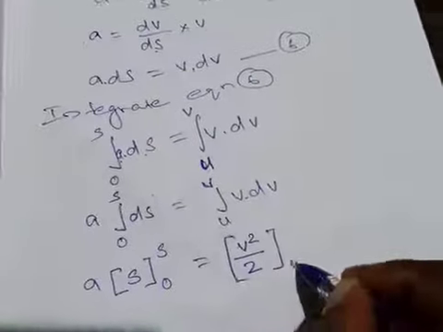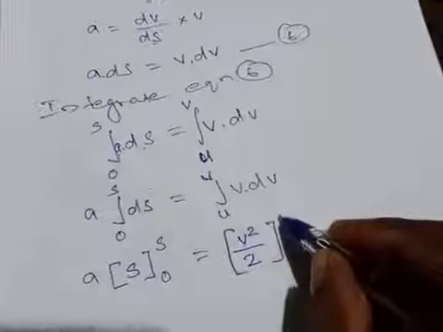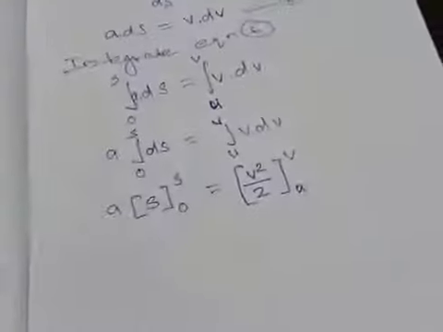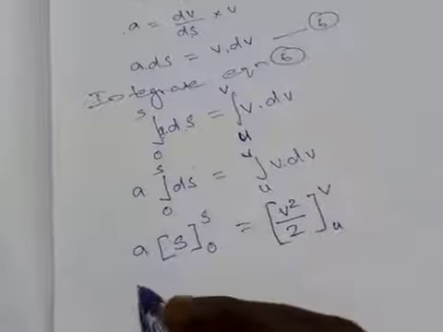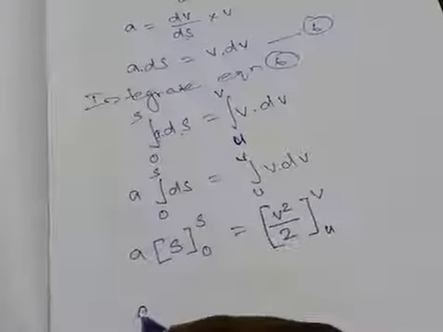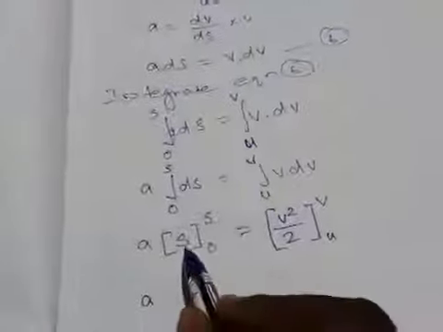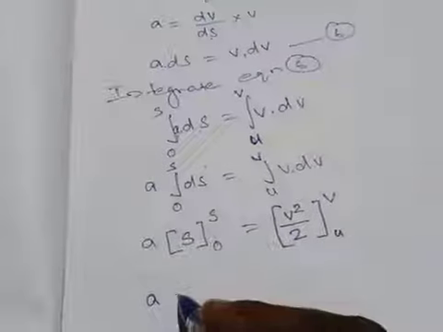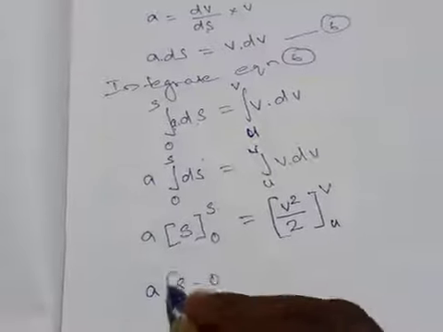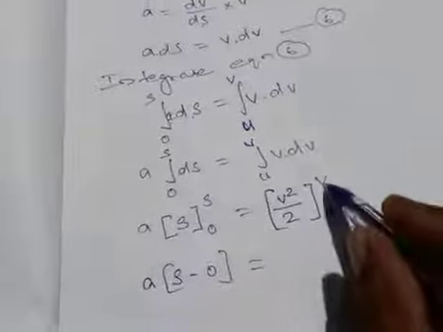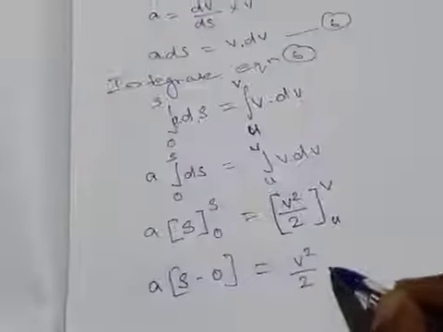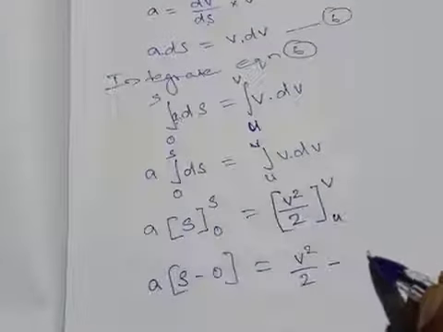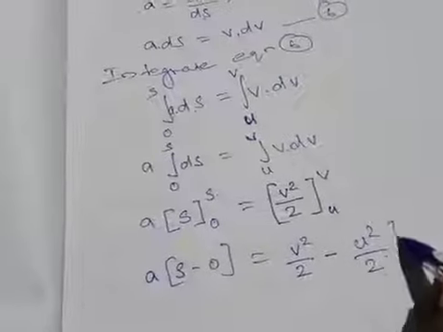Limit: upper limit v, lower limit u. So this much only integration, very simple only. In physics we are using simple integration method. Now a into apply upper limit s minus 0 equal to, here upper limit is v, so v square by 2 minus lower limit u square by 2.